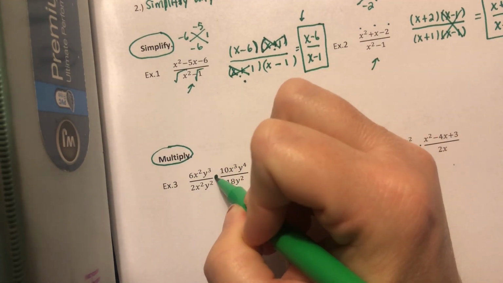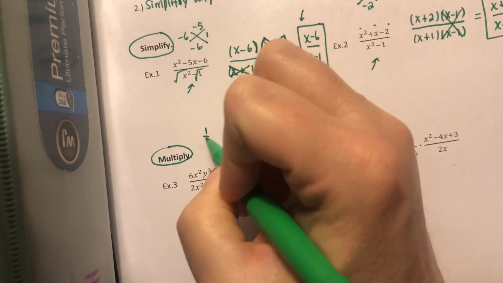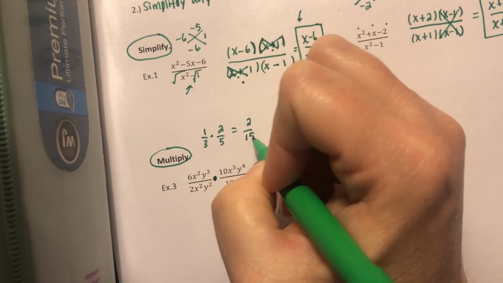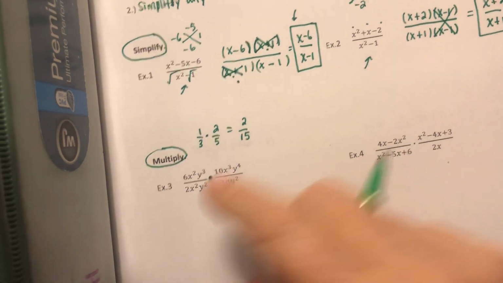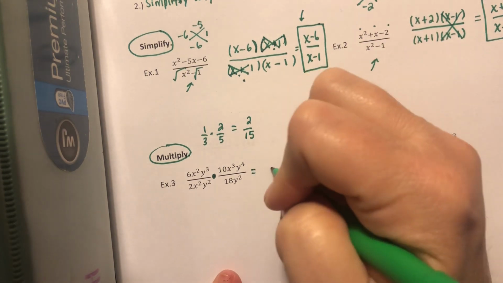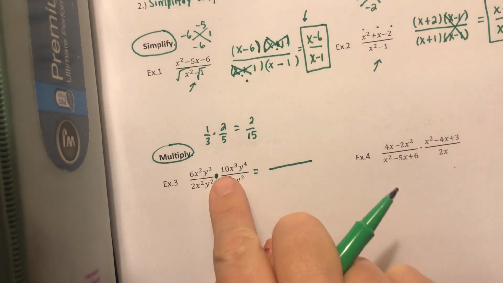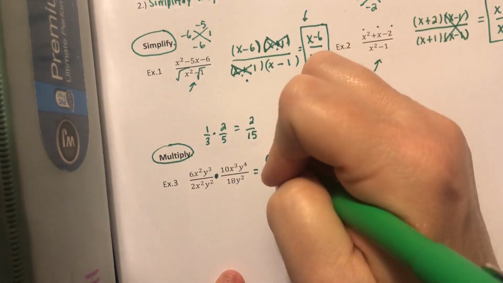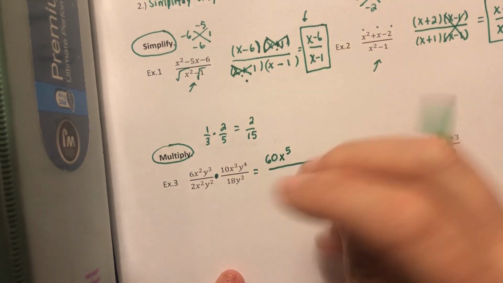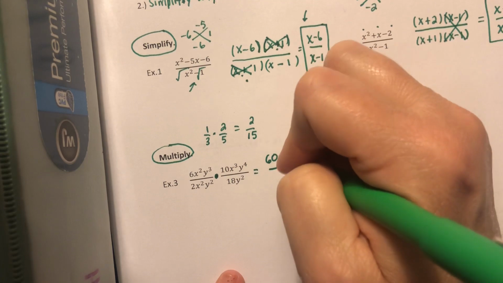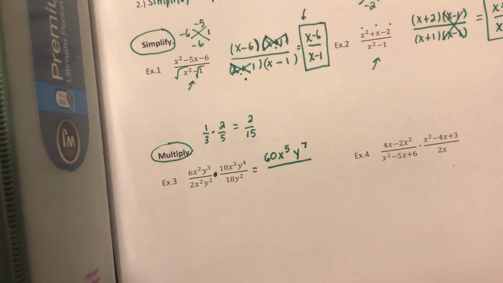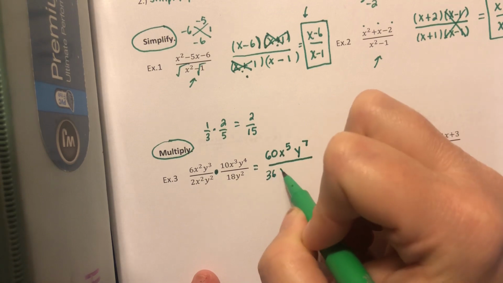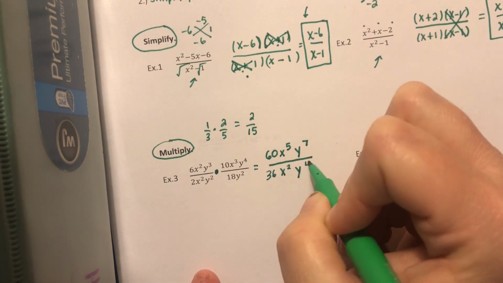So when you multiply fractions, don't forget, like if I was doing 1/3 times 2/5, I would just multiply straight across and then simplify if I needed to. So same thing here. I'm just gonna go straight across on this one. 6 times 10 is 60. X squared times x cubed is x to the 5th. Y cubed times y to the 4th is y to the 7th. Then I'm gonna multiply the bottom. We get 36 x squared y to the 4th.